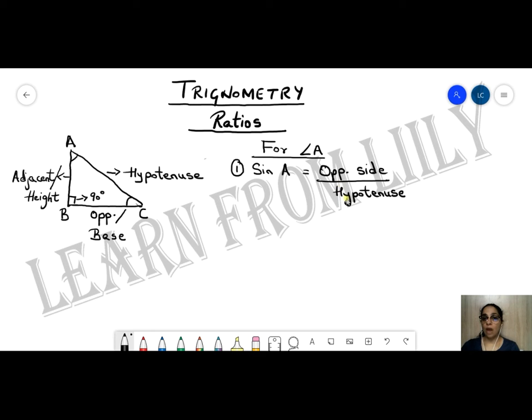Okay. So are we understanding that without hypotenuse you cannot calculate sine? And therefore these ratios are always calculated for right angled triangles only. Okay. Now how will I define this opposite side? I have already written over here in my diagram that my opposite side is BC and my hypotenuse is AC. So sine A is nothing but BC upon AC. Okay, so this is how we define the sine of an angle.